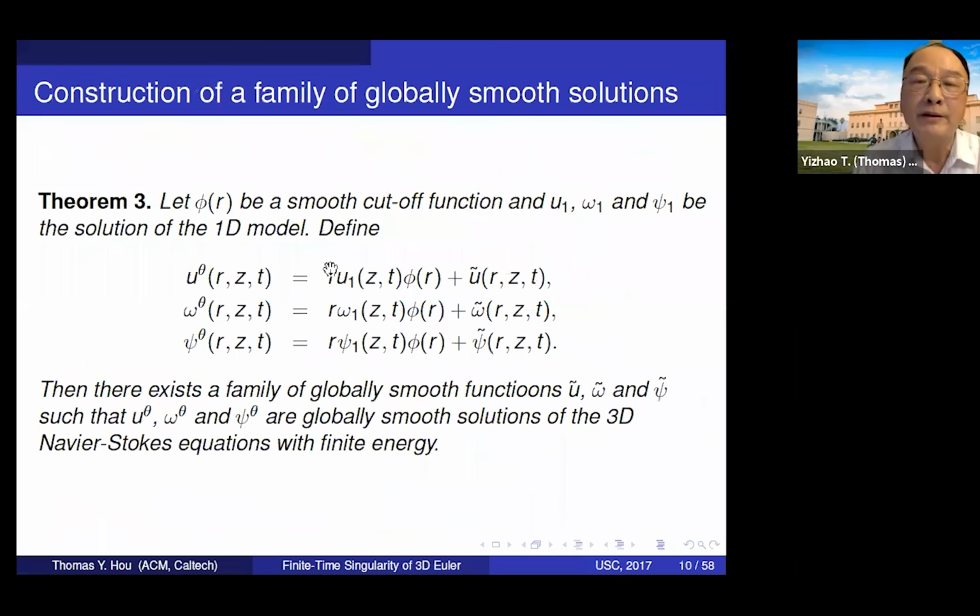And based on that, you can go back to construct a family of large initial data for the 3D Navier-Stokes equation. You need to add a correction here so that you have finite energy. So that we can construct a family of globally smooth solutions for the 3D Navier-Stokes equation, but they are not small data. Okay, with finite energy. So for a long time, I tend to believe that maybe there's no blow-up in 3D Euler or Navier-Stokes because there's some very subtle cancellation going on.